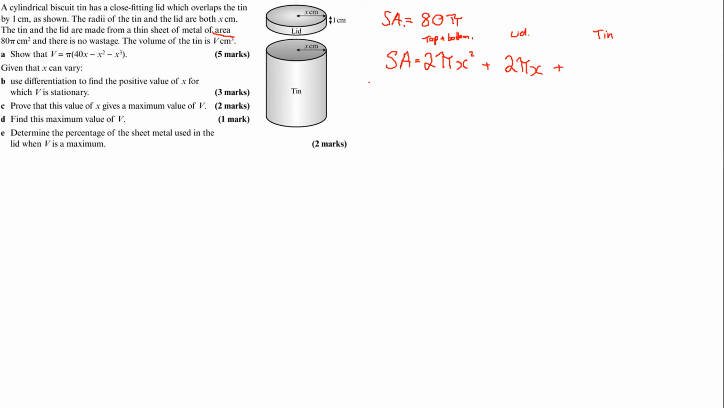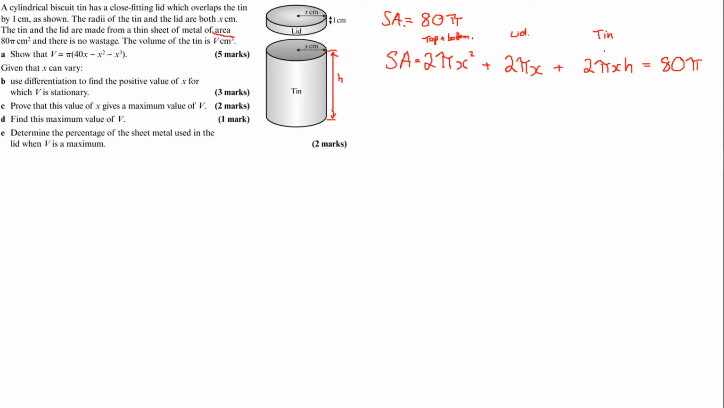plus the curved surface of the tin. So curved surface of the tin, well, that's just going to be 2πr again. So that's 2πx, and then whatever this height is, which we're just going to call h. There is our formula, and it tells us that's equal to 80π.